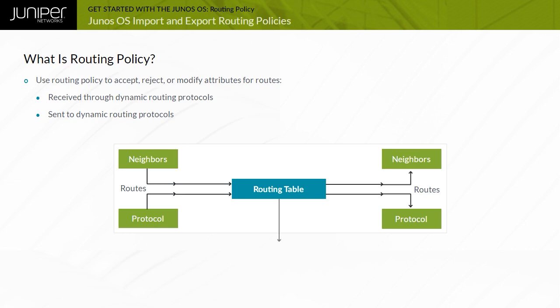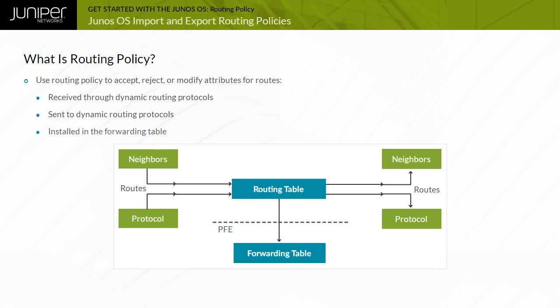Routing policy permits you to control the flow of routing information into the forwarding table, also known as the Forwarding Information Base or FIB. This use enables you to control which routes you install in the forwarding table and control some of the attributes associated with those routes.